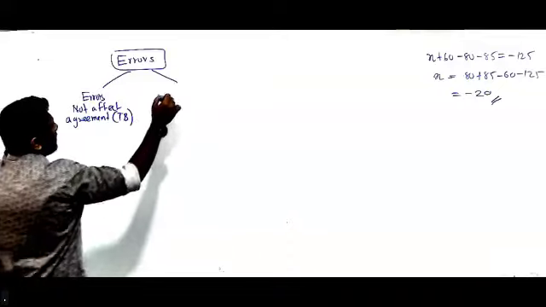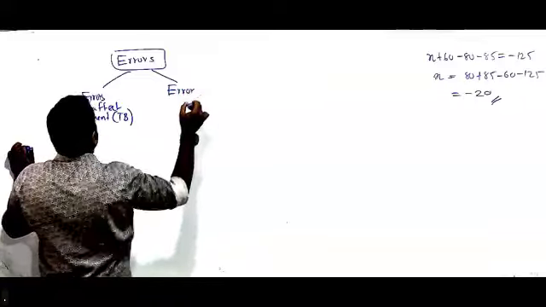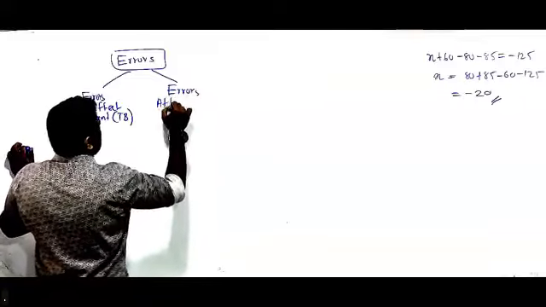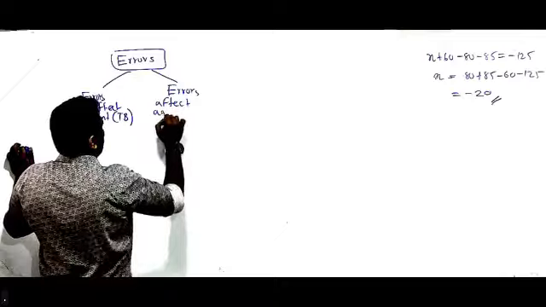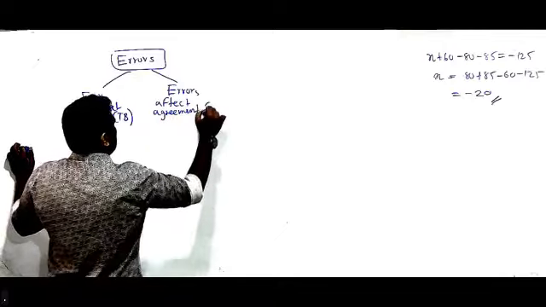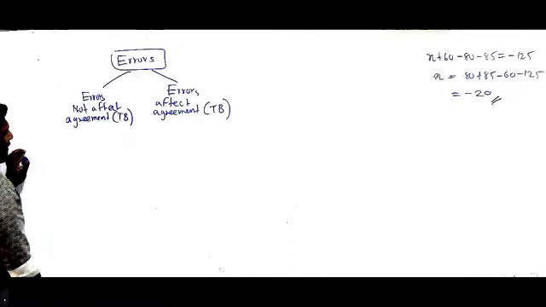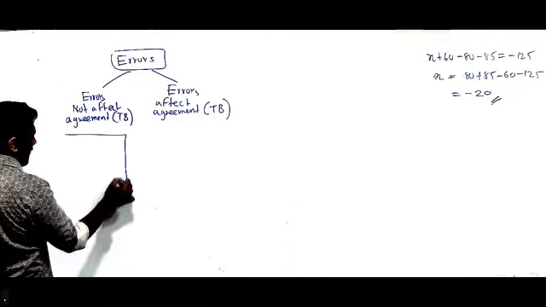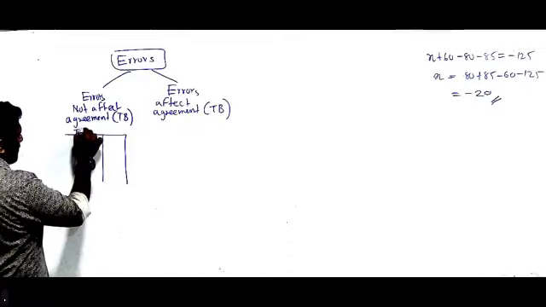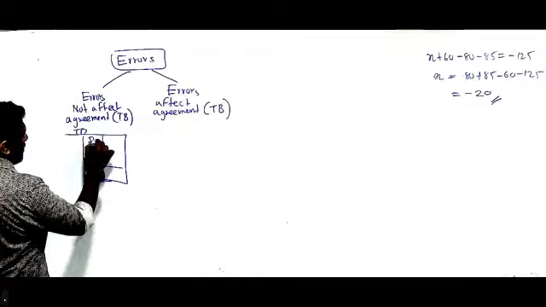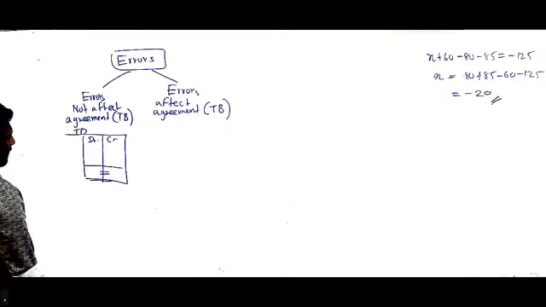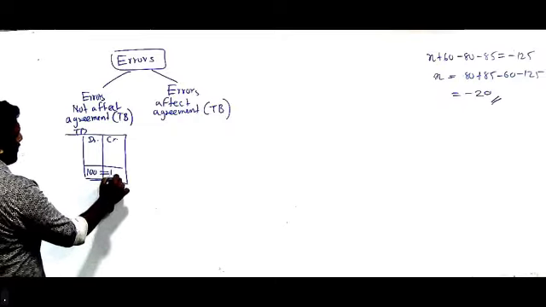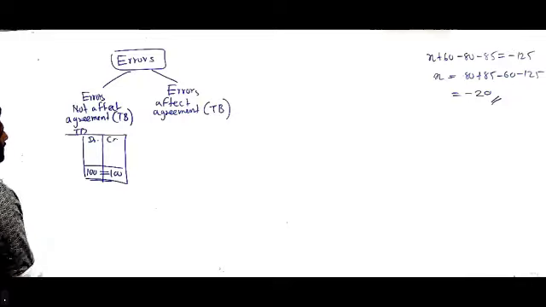Errors that affect the agreement of the trial balance. These are the two errors that we studied, people. So not affecting the agreement means, if this is the trial balance, people, the debit total and the credit total are the same. If this is 100, here also 100. This is what? Not affecting the agreement.